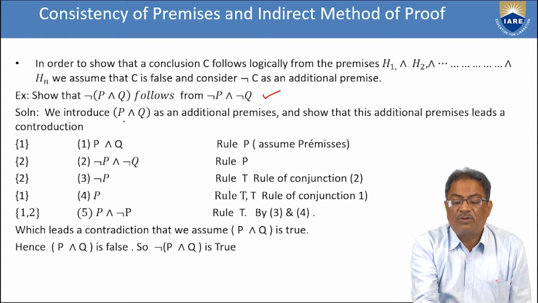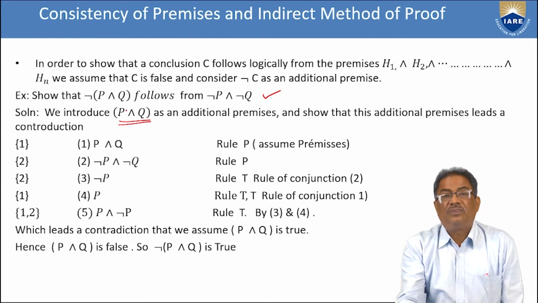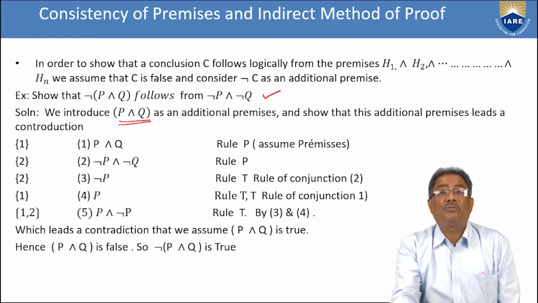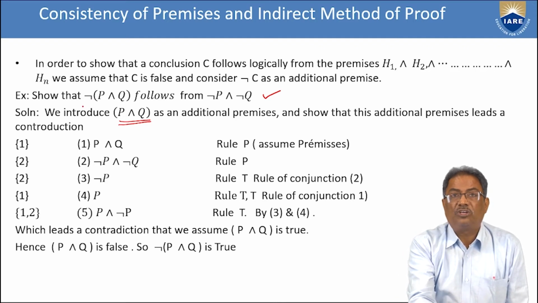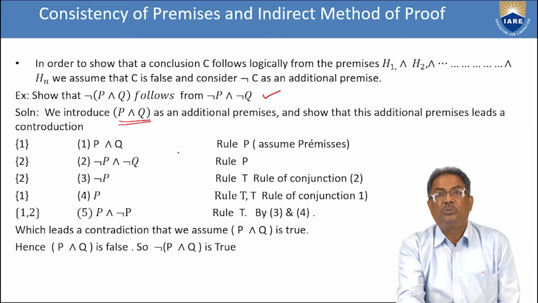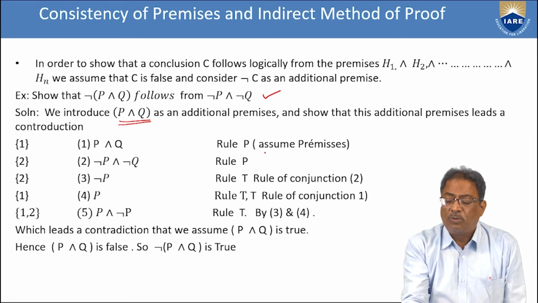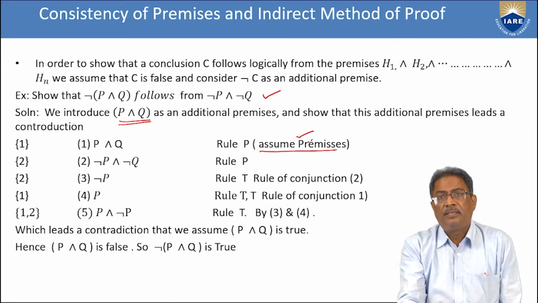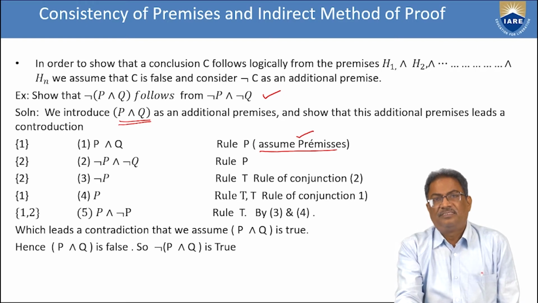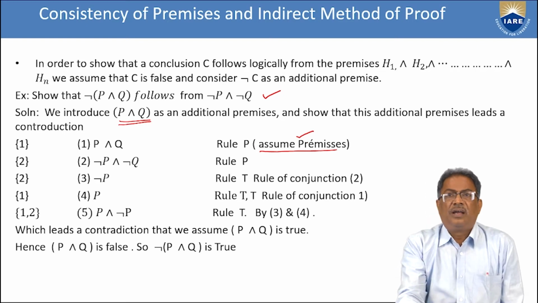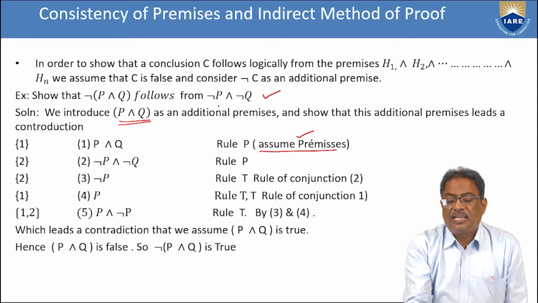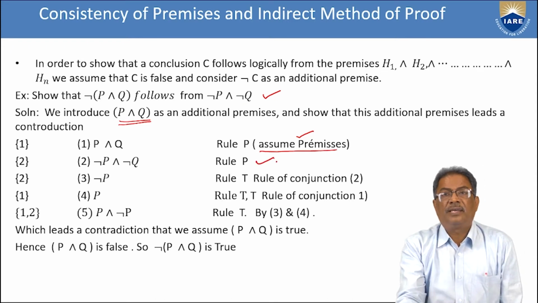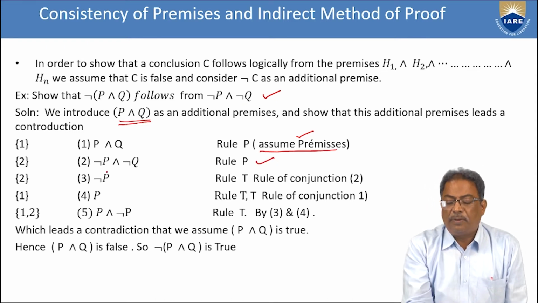Instead of that, we are going to take it as it is, which is the additional premise we are going to consider. So the negation is removed, and P and Q is true, which is the assumed premise. And the given premise is nothing but negation P, it is given. So it is P and Q.